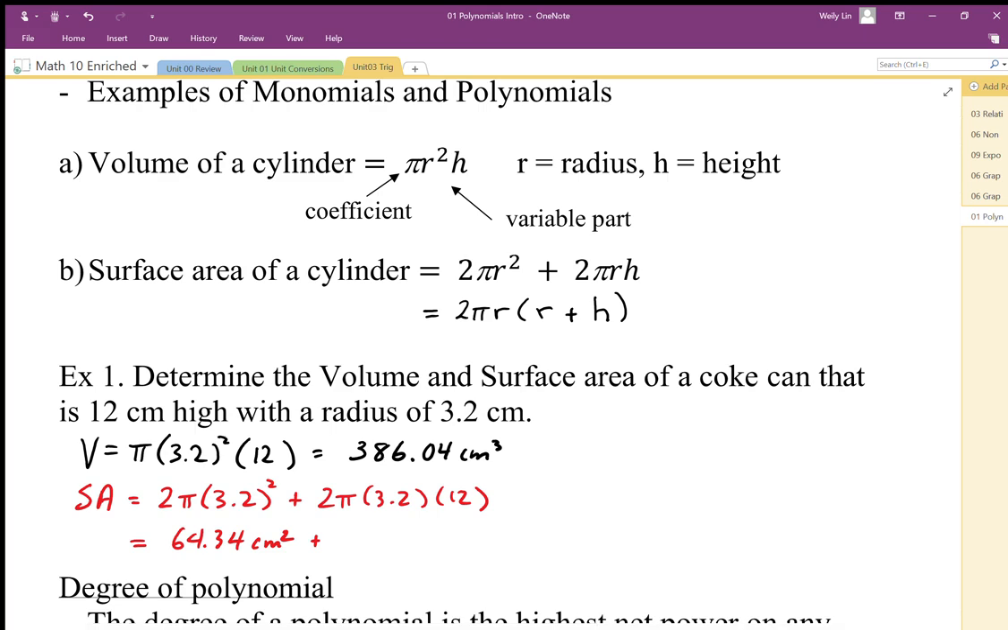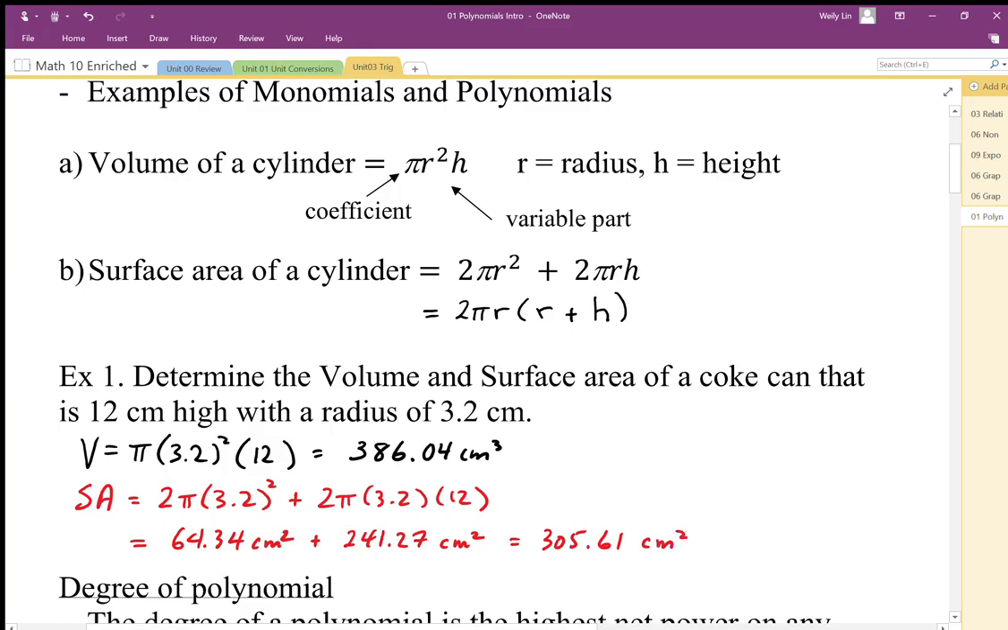2 times pi times 3.2 times 12, and that's going to give me 241.27 centimeters squared. Adding that together, I end up with 305.61 centimeters squared of surface area.